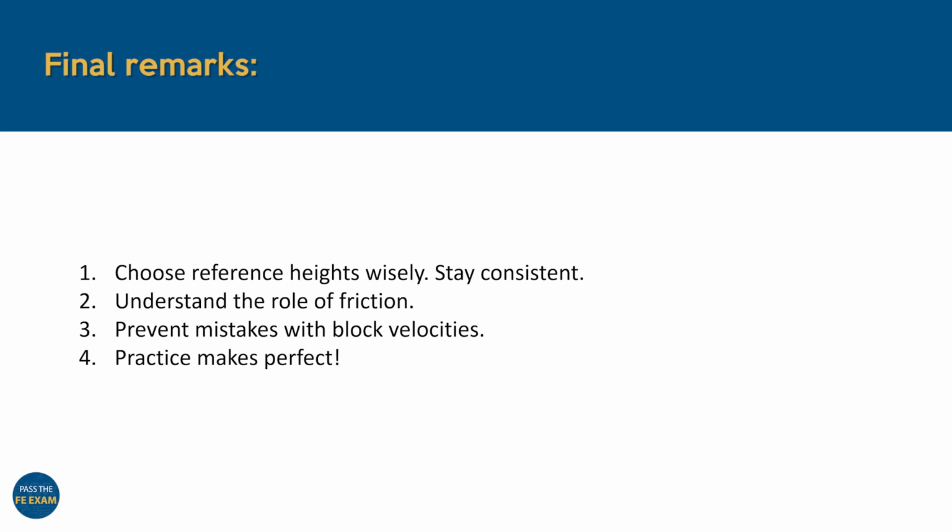Thirdly, since block A and block B are connected by a rope, their motions are linked, meaning they must have the same velocity at all times. This is a crucial detail that's easy to overlook, but it's essential for solving the problem correctly. Always remember, when two objects are connected like this, their velocities will be equal, even if they're moving in different directions or on different paths.